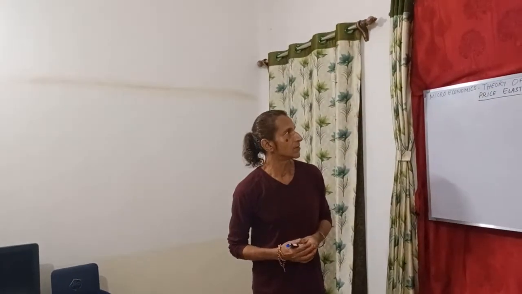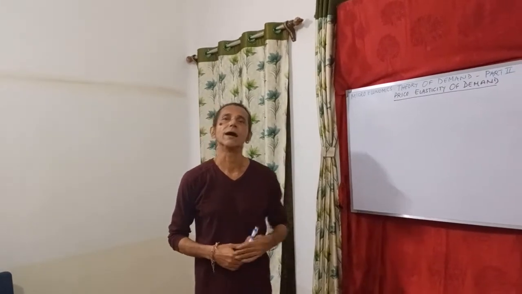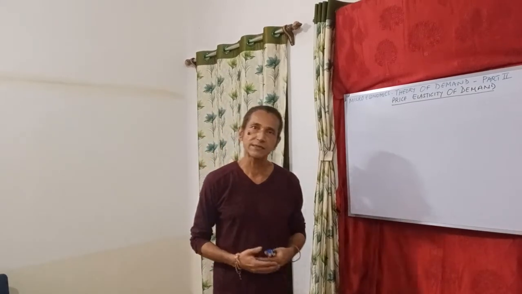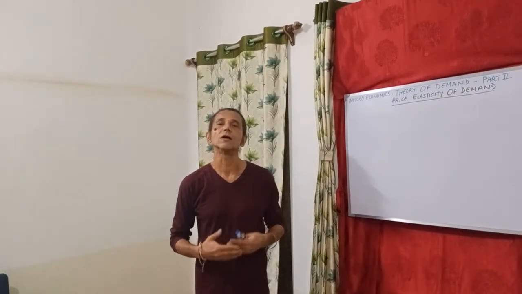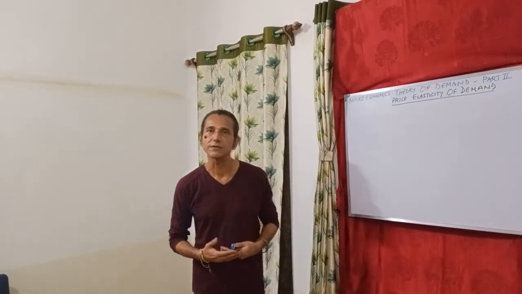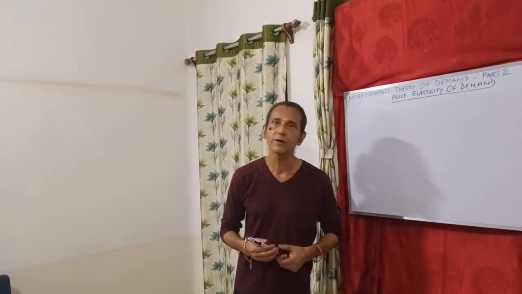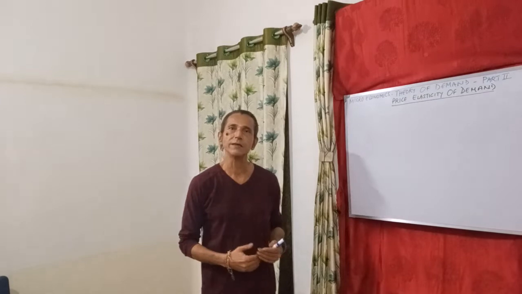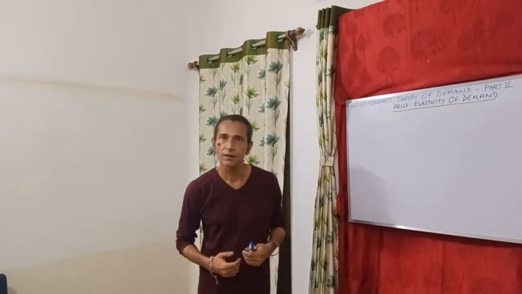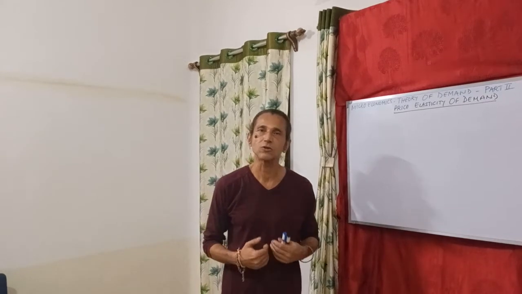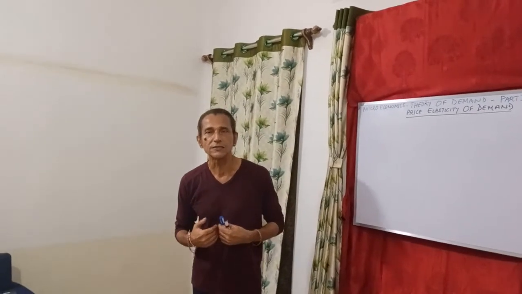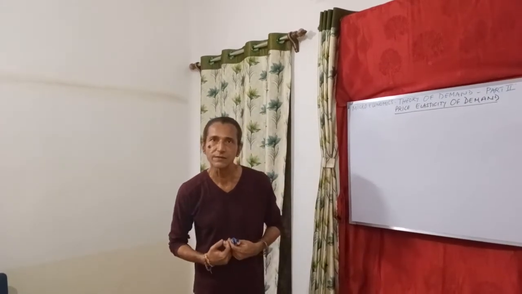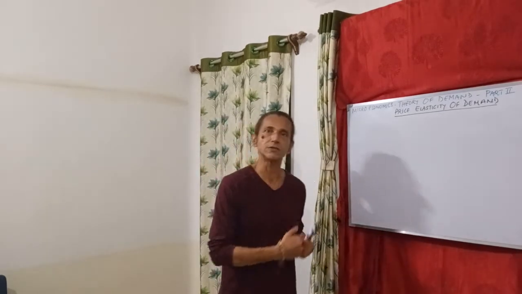In part 1 of theory of demand, that is my earlier video, we have discussed what is demand, what are the factors that influence demand, what is the law of demand, and what is demand function. For a quick recap, demand is the desire to have something backed by adequate purchasing power. Mere willingness to have something is not demand. When the consumer is willing as well as able to purchase something, then the consumer is said to have demand for that commodity.